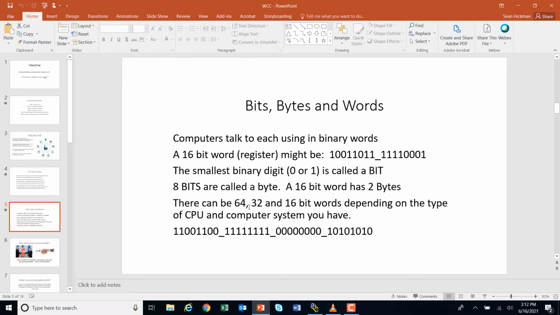There can be 64, 32, and 16-bit words depending on the type of CPU and computer system. So here we got 8 and 8 and 8 and 8. That's 32 in my book. 32 ones and zeros is called a double word. Okay, so that is a little bit smarter than a single word, I guess, if you want to think about it.